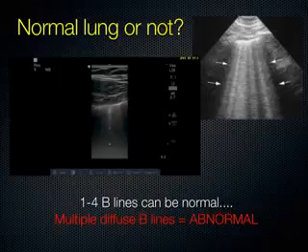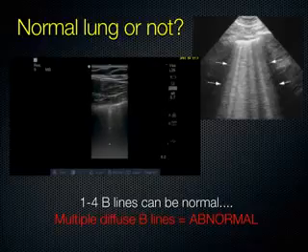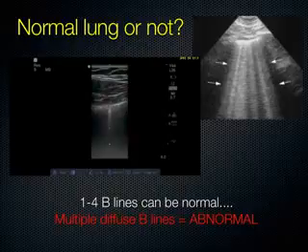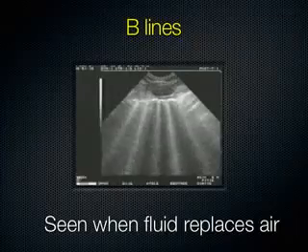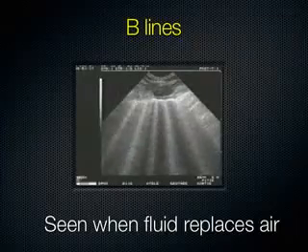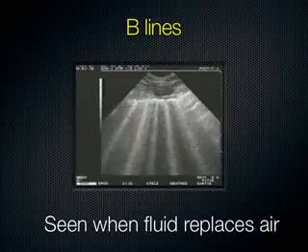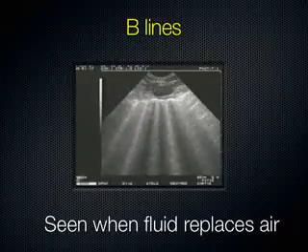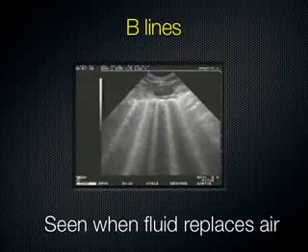So here's an in-motion picture of what B lines look like. The fluid is replacing the air. It looks like a light show. You'll notice that there's multiple, and they go all the way to the edge of the screen, and the A lines have disappeared. Another example, these are finer B lines, and there's a physiology behind why these look a little bit different than the others, which I'll touch on.